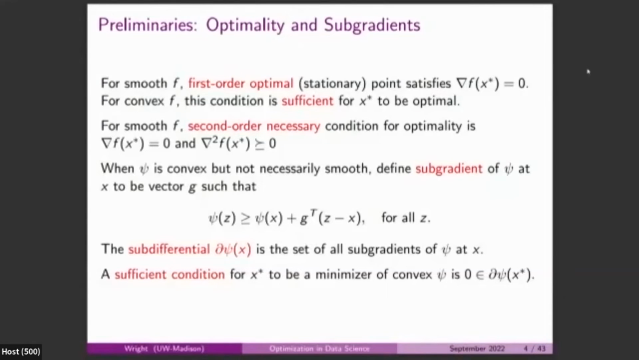The subdifferential is the set of all subgradients, and a sufficient condition for x star to be a solution is that 0 is a subgradient at x star, okay? If one of the subgradients of psi at x star is 0, then x star is a minimizer of psi.